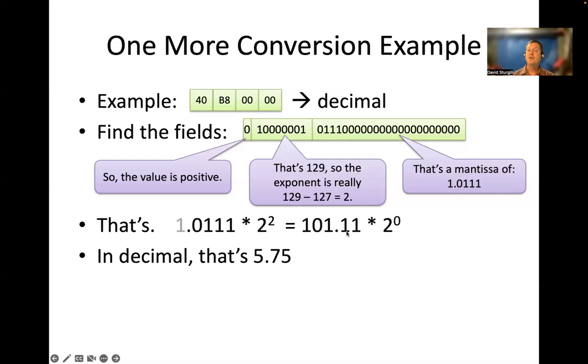So this is really 101.11. And now we're almost done, because that times 2 to the 0, or times no change, times a 1. So that 101 is just 5 in base 10. So I put a 5 to the left of the point. And 0.11, well, that's 0.5 for the first bit, plus 0.25 for the next bit. So those 2 bits are worth 0.75. So this number we started with is equivalent to 5.75.